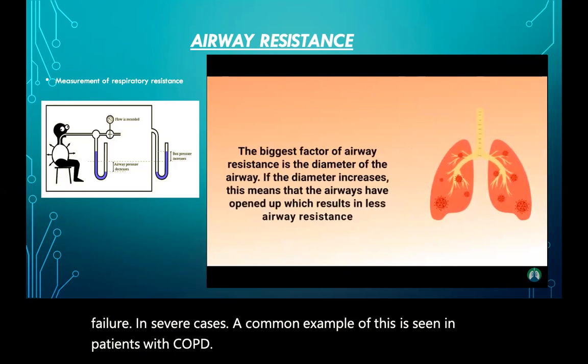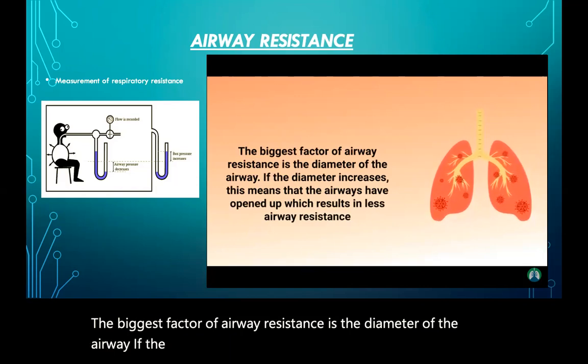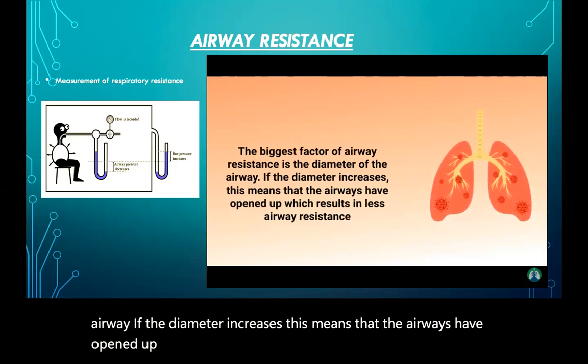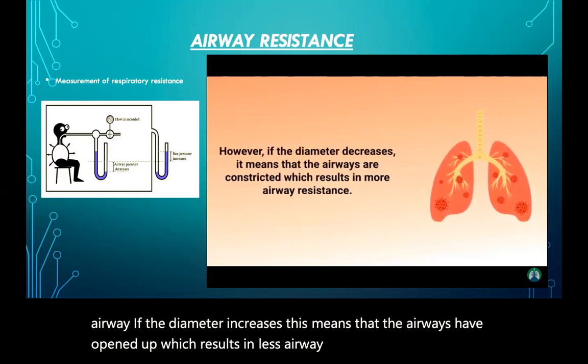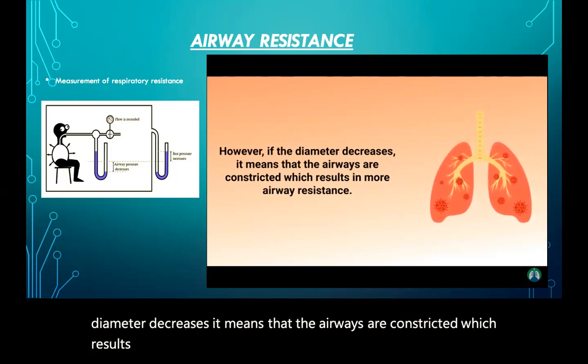The biggest factor of airway resistance is the diameter of the airway. If the diameter increases, this means that the airways have opened up, which results in less airway resistance. However, if the diameter decreases, it means that the airways are constricted, which results in more airway resistance.